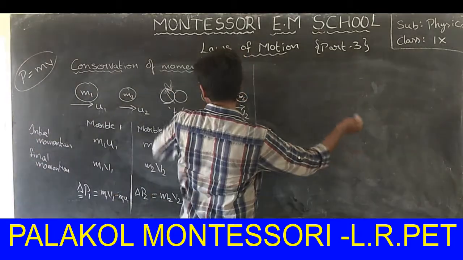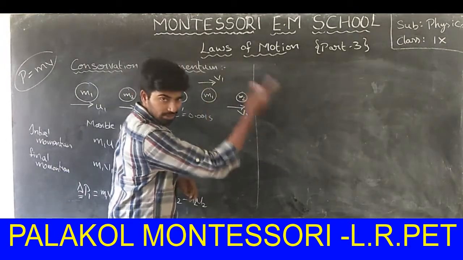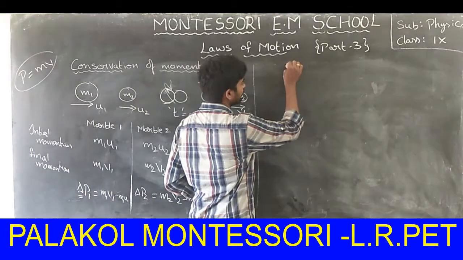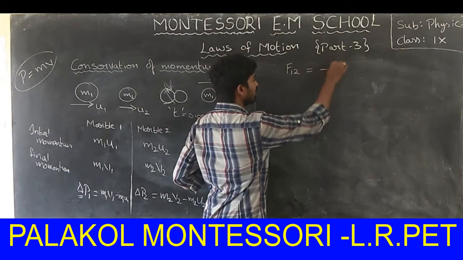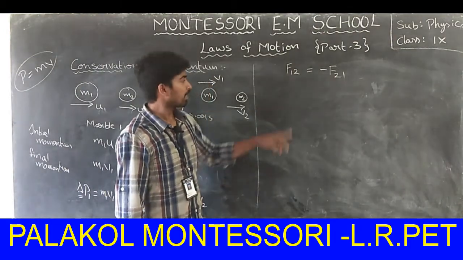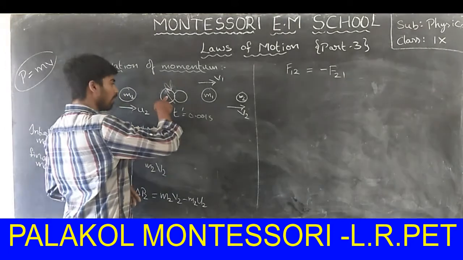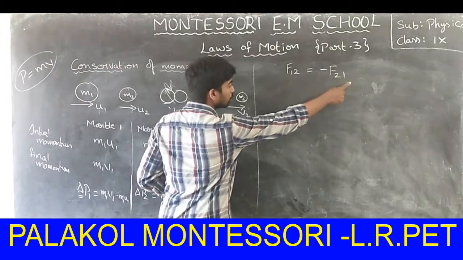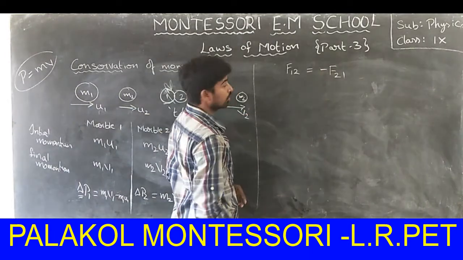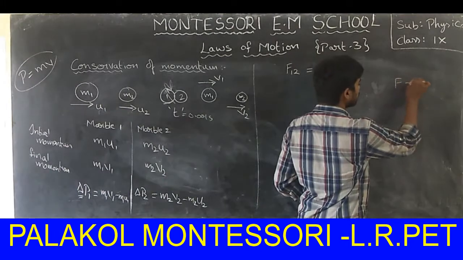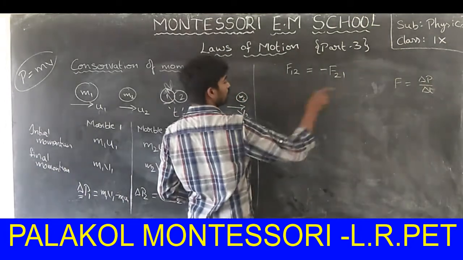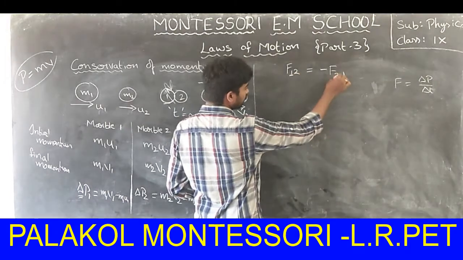So here there are two objects. During collision, the first object applies a force on the second object, and a reaction force is applied on the first object by the second one. So according to Newton's law, F12 is equal to minus F21. Initially I explained in terms of A and B, but here I represent them as 1 and 2. F12 is the force applied on the first object due to the second one, and F21 is the force applied on the second object by the first object, the reaction force. They are equal and opposite in direction. According to Newton's second law, force F is equal to delta P by delta t.